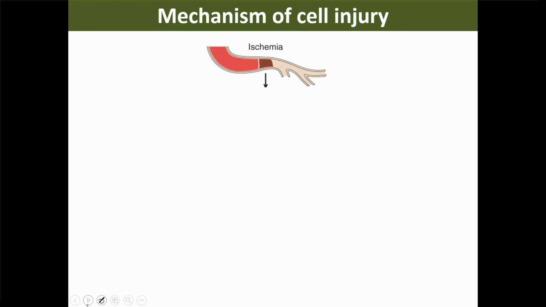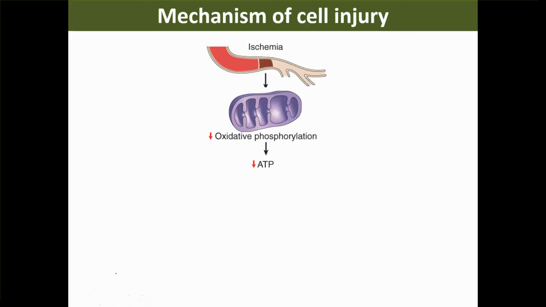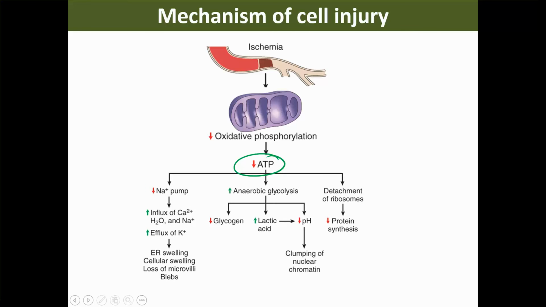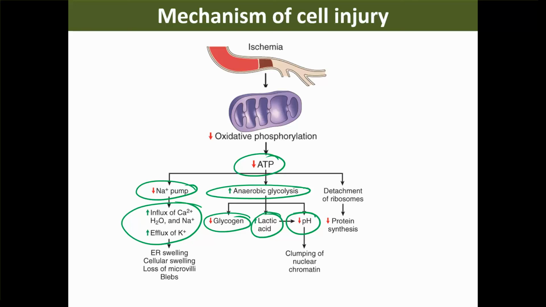Now, if there is ischemia, it causes a decrease in oxidative phosphorylation, which reduces ATP formation. Then there is anaerobic glycolysis, where they use glycogen and in the end produce lactic acid, which decreases the pH. Then the sodium potassium channels cannot work, and there is an influx of more calcium, hydrogen and sodium.